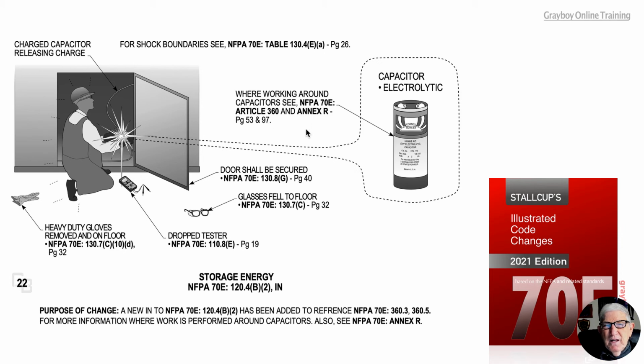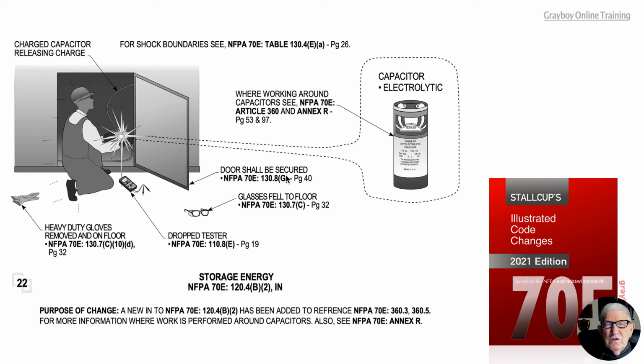Now, the Annex R is really loaded with helpful information. In fact, maybe more information than you care about knowing, but it's well worth a read because there's a lot of good information listed there. Now, the shock boundaries for capacitors, if it's DC, we would go to 70E Table 130.4(E)(b). AC storage is an A table. And of course, that's page 26 of 70E that we would pick up this information.